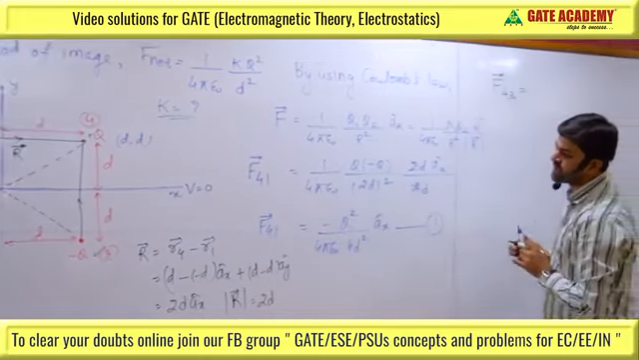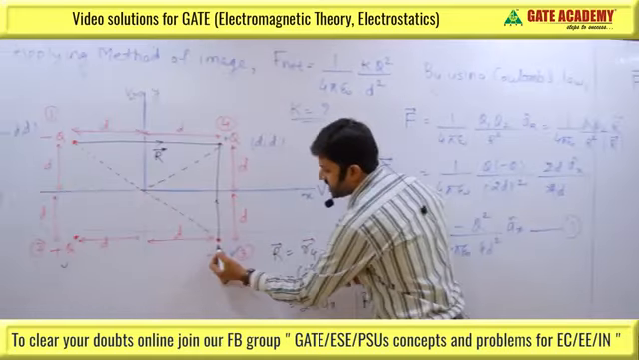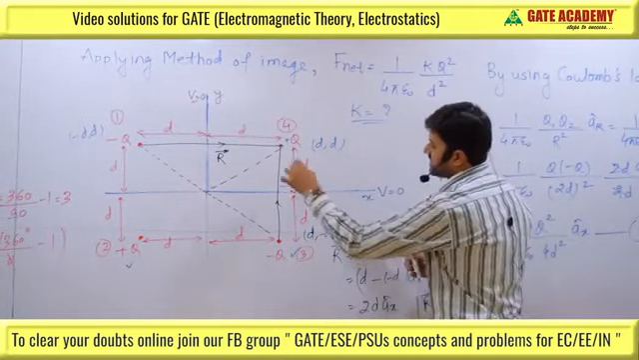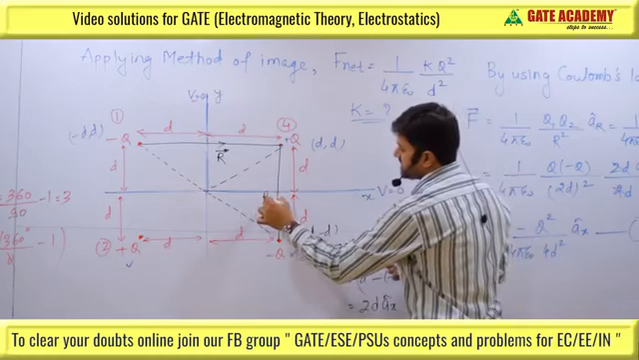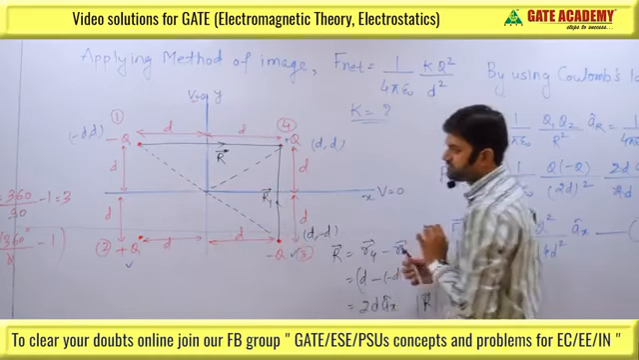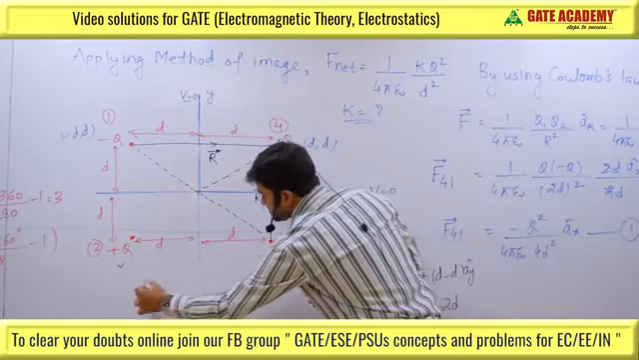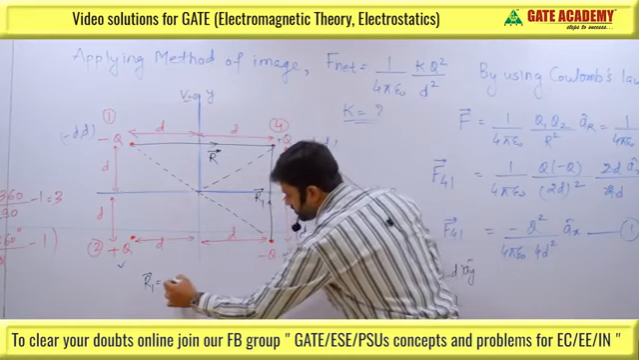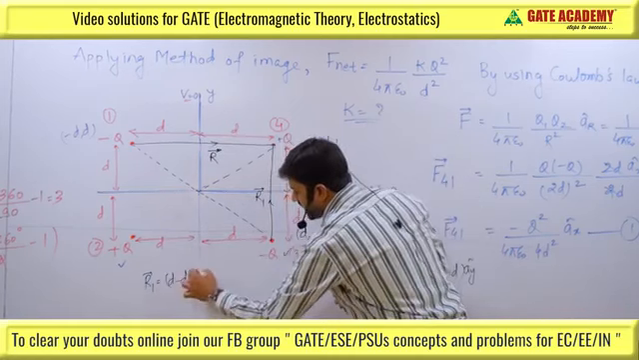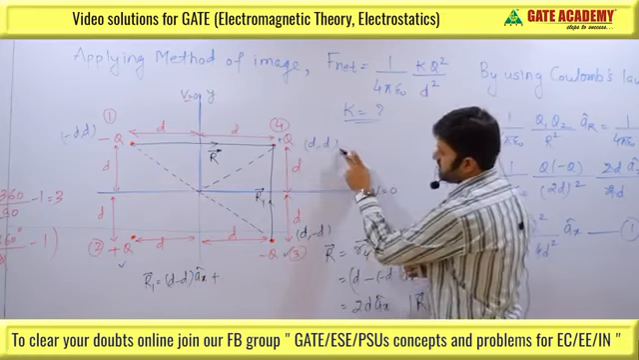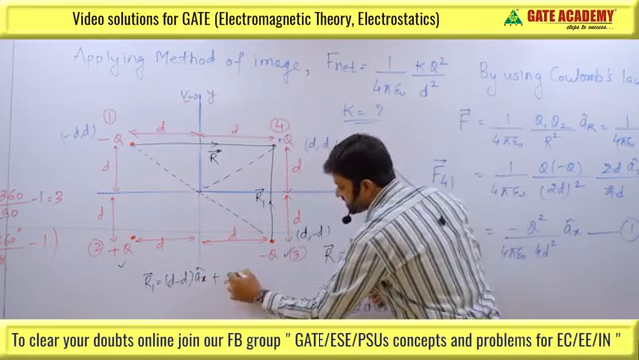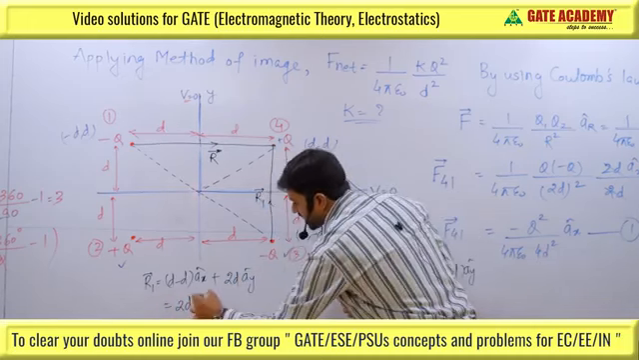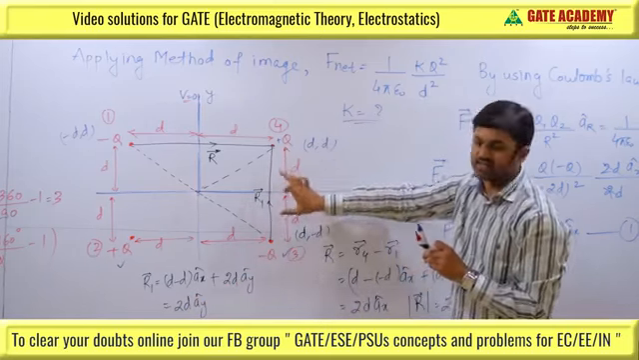So again we can calculate its displacement vector. This displacement vector will be simply, because this is the coordinate d comma minus d, and this position vector, let us say this is r1. So this r1 equal to d minus d, 0 ax cap, plus d minus of minus d, so this is 2d ay cap. So this is 2d ay cap for this case.